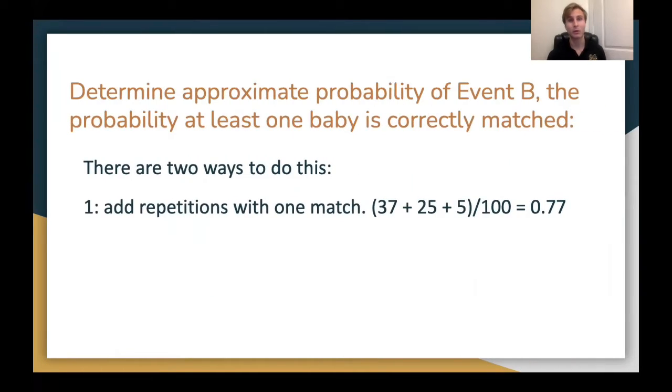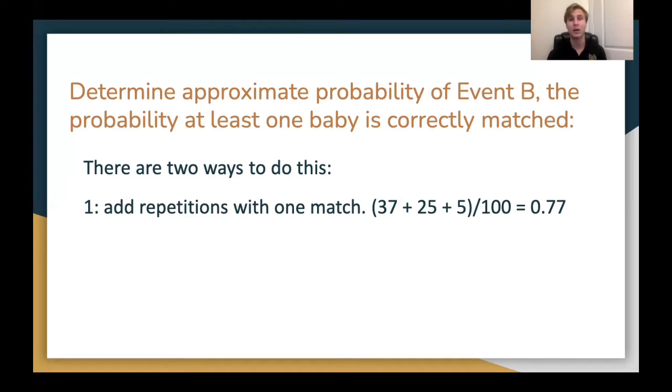So now we want to look at the question of, we need to determine the approximate probability of event B, which is the probability that at least one baby is correctly matched. By approximate probability, that doesn't mean the exact probability, which we'll get to later. We're looking at the probability that we see from our simulation. So there's two ways to do this using our simulation data. The first is to add repetitions with at least one match. So that means it could be 1, 2, 3, or 4 matches.